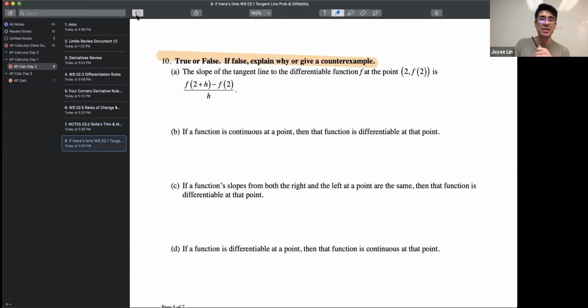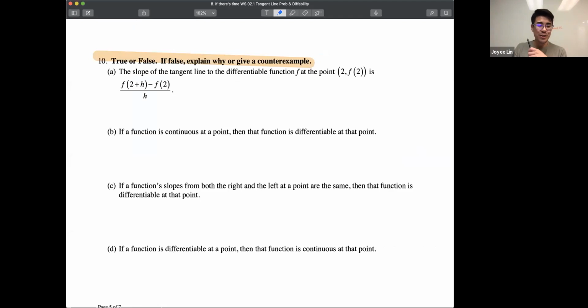Alrighty, so there is some time, so I get to do some true false questions with you. I have 4 questions here. So you need to tell me if it's true or false, and then if it's false, come up with a counterexample, or tell me why it's false. Right, so A says the slope of a tangent line to a differentiable function f at the point 2 comma f of 2 is equal to that thing. Is that true or false?